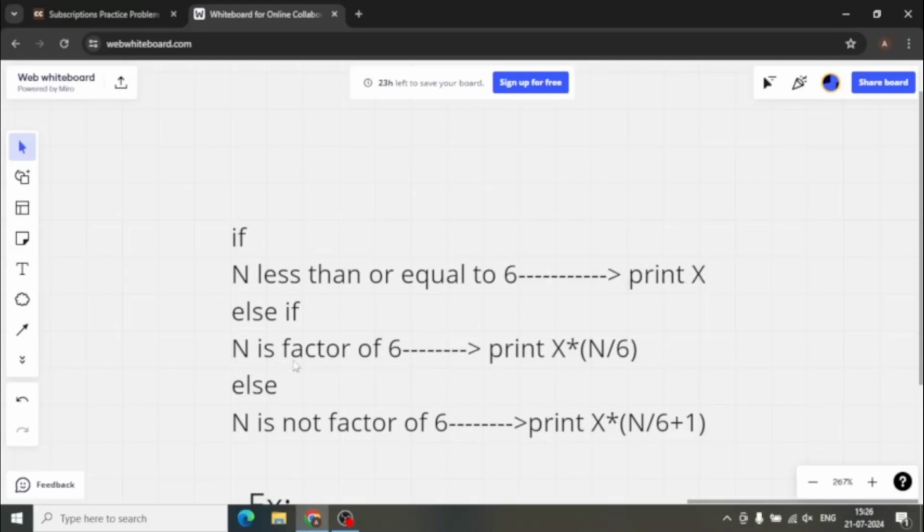N by 6 gives the total number of groups to be formed. At last, if none of them is satisfied, then we have to divide n with 6 and add 1 to it, and then multiply it with x. This means one of the groups is not completely filled, but anyways we have to buy that subscription as well. Let's implement it.